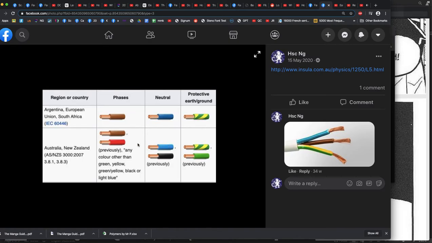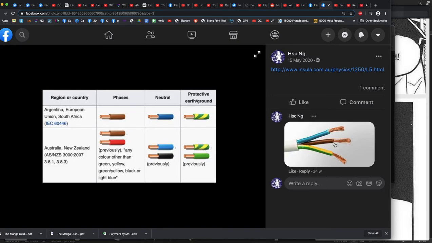Is blue. So we can see previously when I first learned electricity, the Australian standard is 3000, and it was updated in 2007. When I learned about this in the early 2000s, it used to be red, black, and green, and now it complies with the EU convention, which is brown for the live, blue for the return, and green and yellow stripes for the earth.